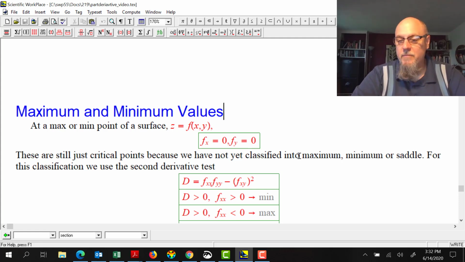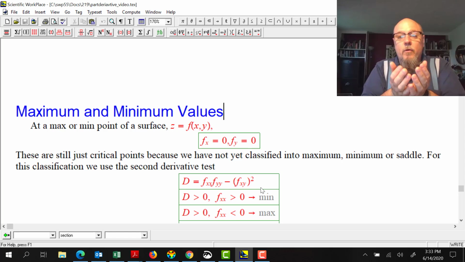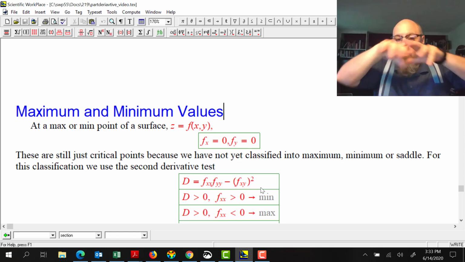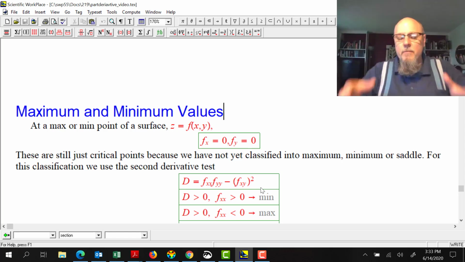So how do I classify them after we found them? Well, we're going to use sort of our equivalent of the second derivative test, our multidimensional equivalent. We calculate this D value. Now it has to do with the second derivatives. That makes sense because in single variable calculus we were classifying critical points as maximum or minimum by seeing whether the second derivative, the concavity formula, was positive or negative. We were saying that was maximum, that was minimum.